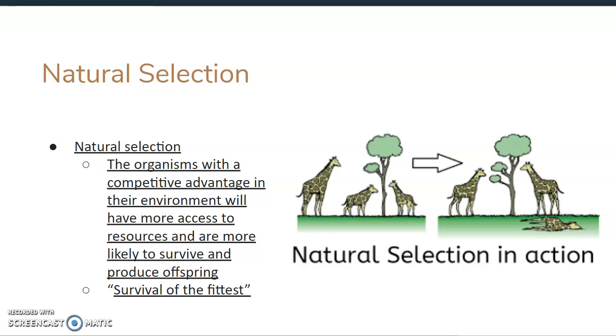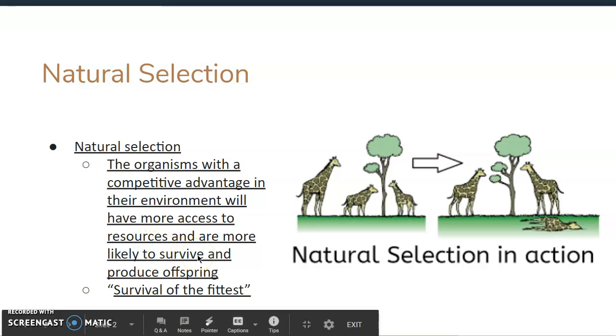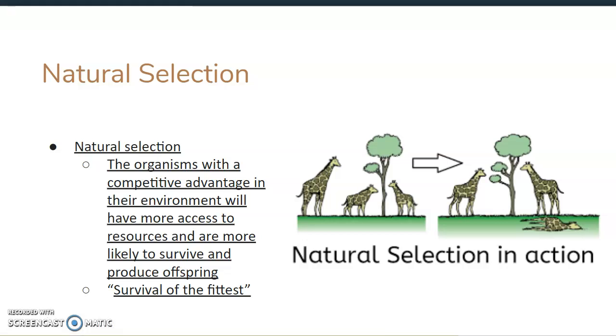So organisms with a competitive advantage in their environment will have more access to resources. So in their specific environment, that means that we're in a defined area. We'll be able to get more resources. Mainly that's food, mainly food to get more resources and are more likely to survive. So to keep on living and produce offspring, which is just have more children or more animals. So the survival of the fittest is the simple way to say it: the organisms that are the fittest, the best suited for their environment, will survive.